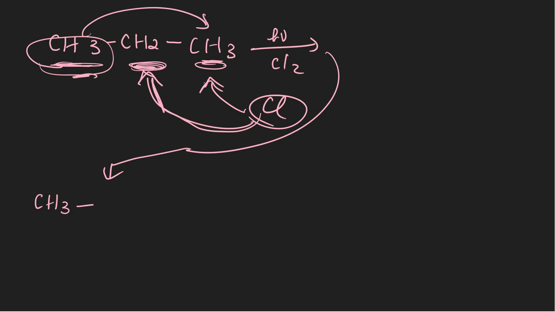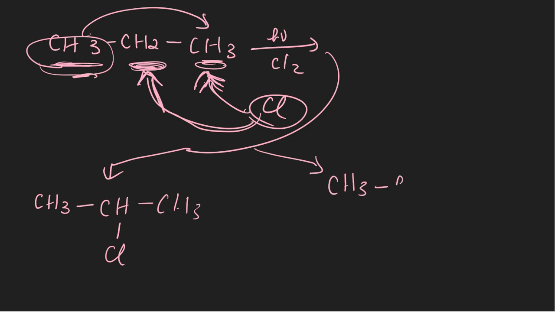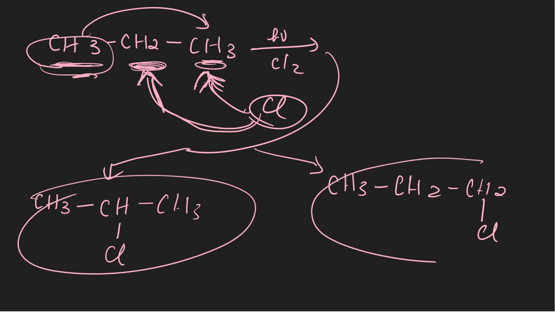It will either be that your chlorine atom goes and attaches to this particular carbon atom, so it will be CH3CHClCH3, or it could also be that your chlorine atom goes and attaches to your CH3. So your structure will look something like this: CH3CH2CH2Cl. So here are your two structures. Now what is peculiar about them? These both are isomers of each other.